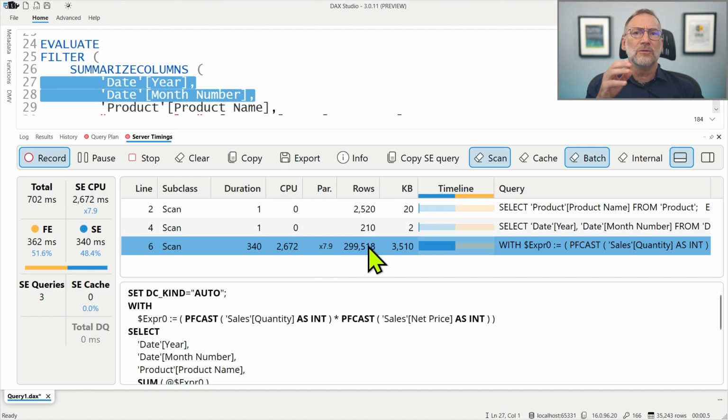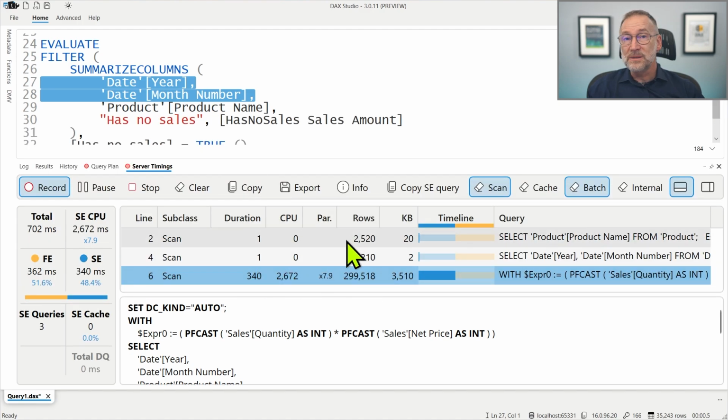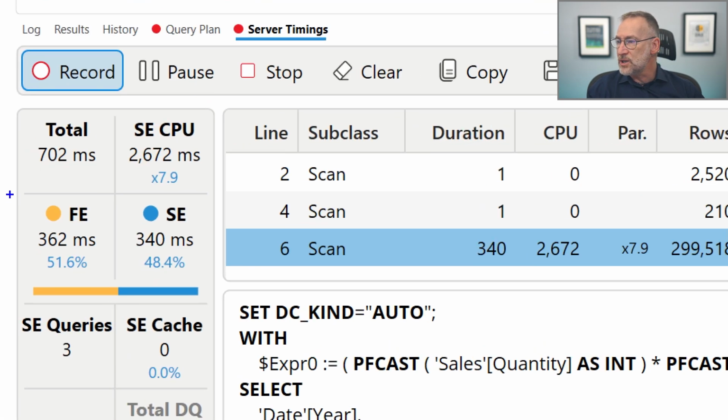It produces around 300,000 rows. And after we have finished doing our work, so after the code has been completely executed, we still have 362 milliseconds of Formula Engine CPU.